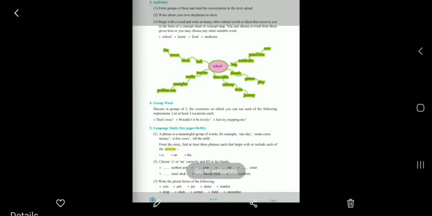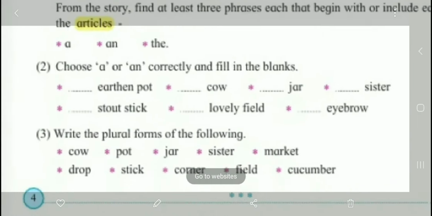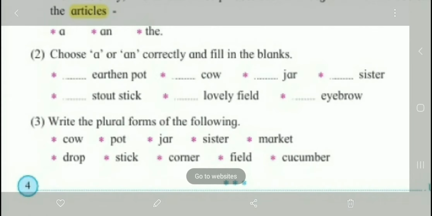Let us see. Take out your textbook, page number 4. Down here a question is given. Choose a or an correctly and fill in the blanks. Dash earthen pot. E is given, E is a vowel, so here we will write an. Dash cow. It is not a vowel, so here we will write a. Dash jar, what will come? A jar. Dash sister, a sister.